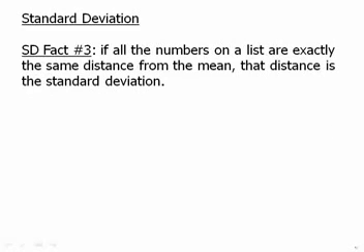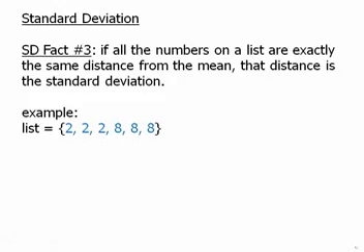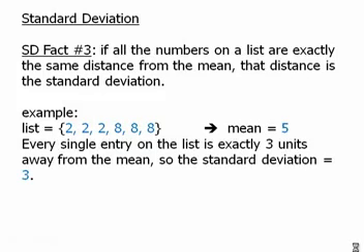Fact number 3. This is a bit of a trickier one. If all the numbers on the list are exactly the same distance from the mean, that distance is the standard deviation. So this can be a little harder to see. But if we look at a list like this, the mean is 5. Notice that every number on that list is a distance of 3 away from the mean. 2 is 3 less than the mean, 8 is 3 more than the mean.